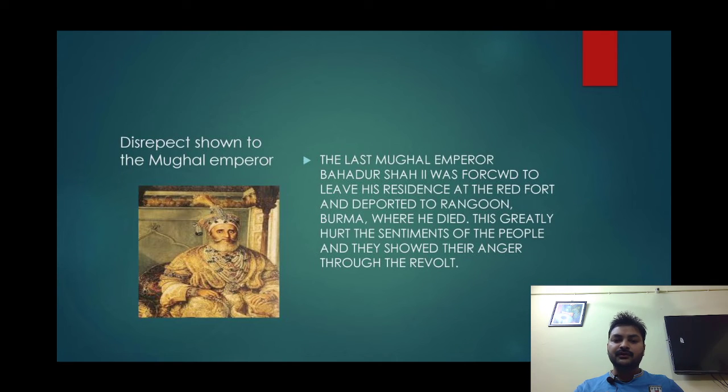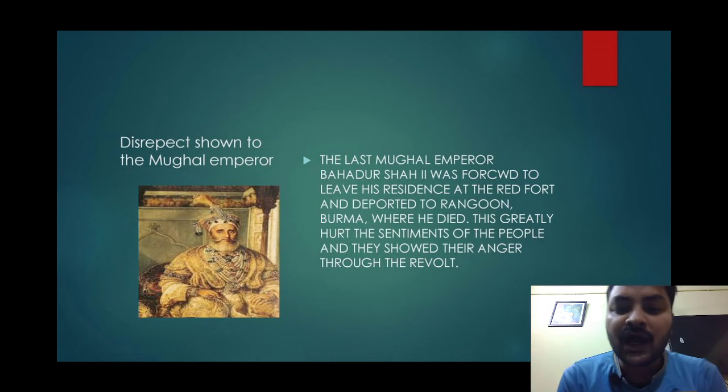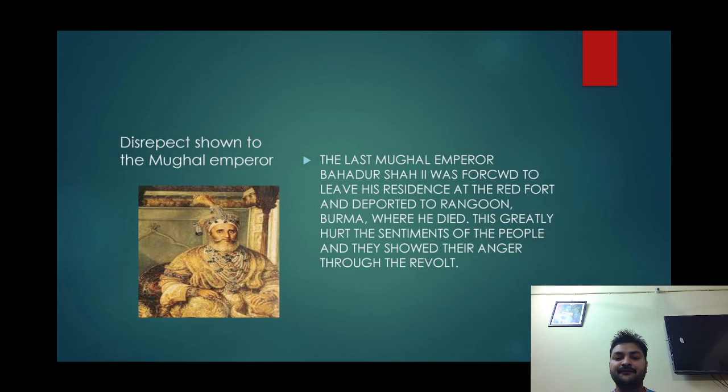Now, understanding the disrespect of the Mughal emperor. See, the last Mughal emperor, Bahadur Shah, what happened to him? He had one son. His name was Prince Fakhruddin. He died. And when the son died, what did they do? They took the Mughal emperor and sent him to Rangoon in 1856, after the revolt of 1857.